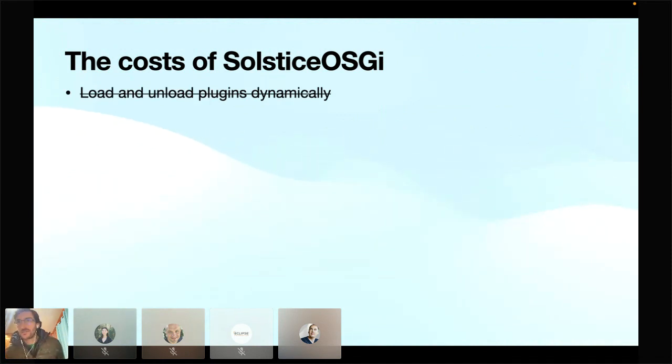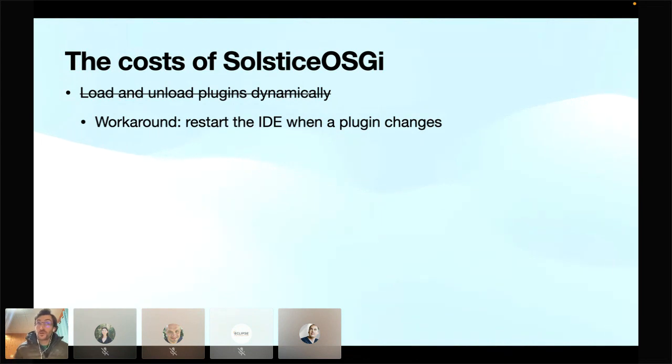So the cost of Solstice OSGI, so claiming all these benefits, there obviously are some downsides. So it cannot load and unload plugins dynamically. There's plugins on the class path at boot, and that's it. You can't add more, you can't remove any more. So the easy workaround for this is you have to restart the IDE whenever a plugin changes. And often people have to do that anyway, so it's not so bad.